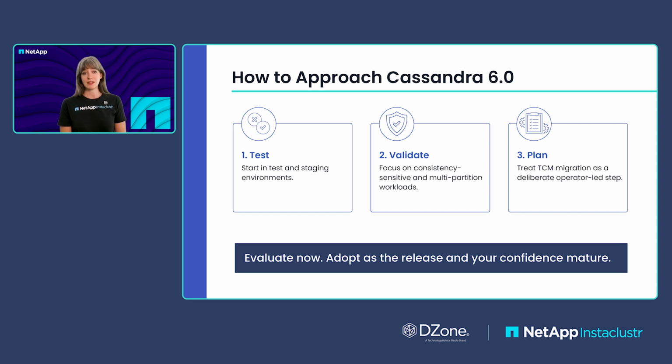The common thread is this. Cassandra 6.0 is not only about adding new capabilities. It is about making Cassandra more practical for the teams that have to build with it, design around it, and keep it healthy in production.